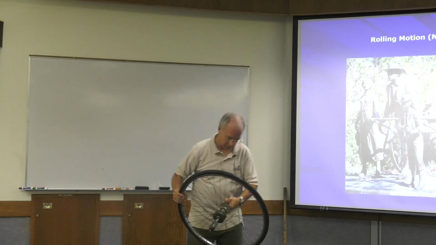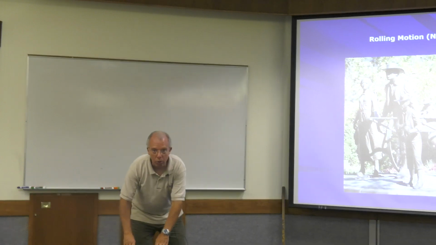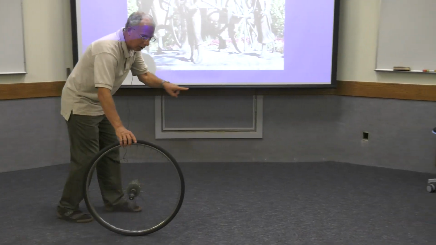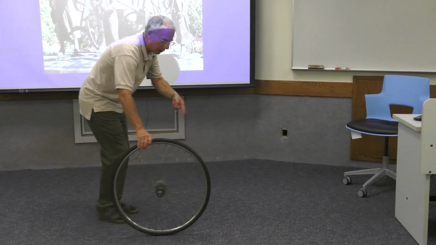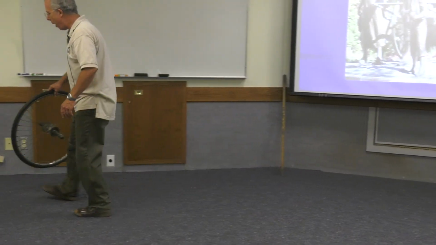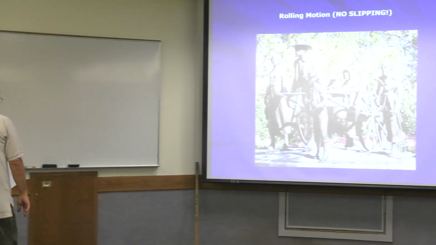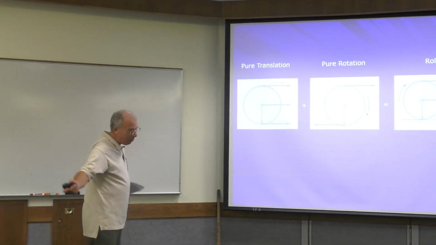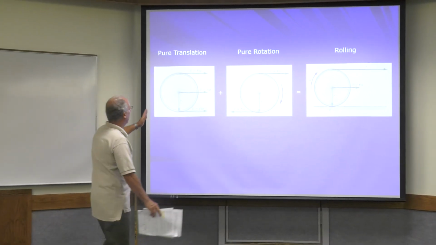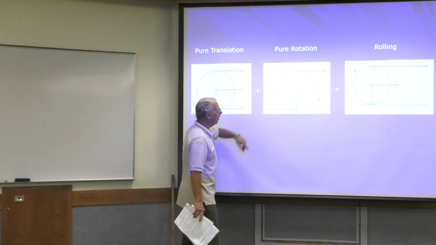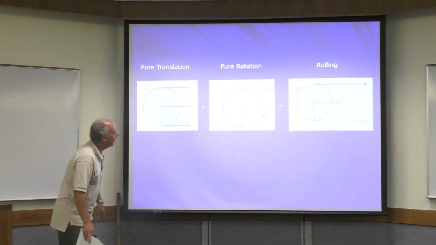Okay, so what is rolling motion? Well, the wheel is moving, so I have translational motion, but it's also rotating, so I have rotational motion. So rolling motion is both, right? It's translational motion and it's rotational motion. That's what's cool about it. So the wheel moves, the wheel spins, you put them together, just think of this as an equation.